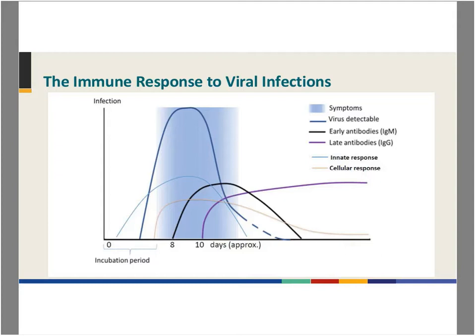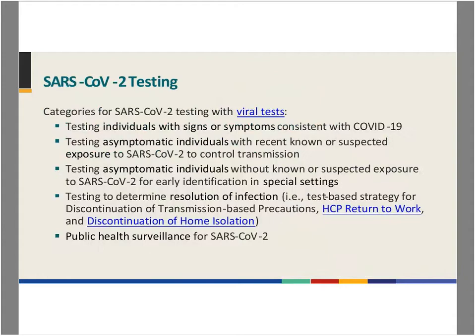And then the black and the purple show when the antibody tests become positive. They don't become positive until later, and especially the late antibodies, or the IgG, may not become positive for about 10 days, and they stay positive, so that's why they can't be used to diagnose current infection.